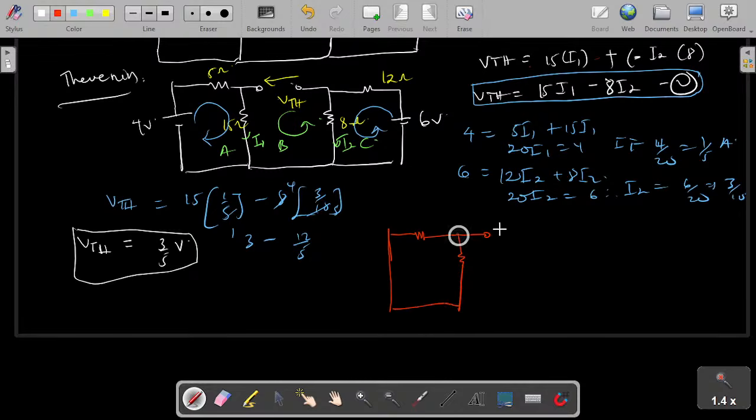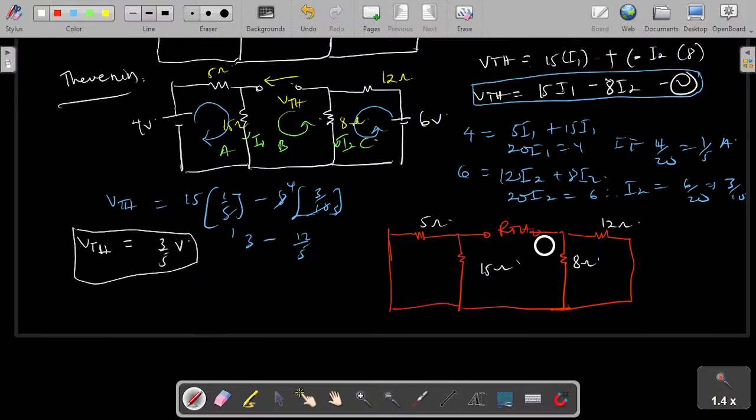Then within our open circuit, we come to get our RTH functioning here as a resistor. So here I have my 6 volts became a short circuit. I have my 12 ohms here. I have my 8 ohm. I have my RTH. I have my 15 ohm. I have my 5 ohm. Now we have to find RTH simply by applying the principles of finding effective resistance of a circuit.